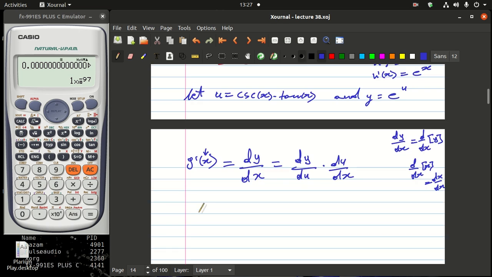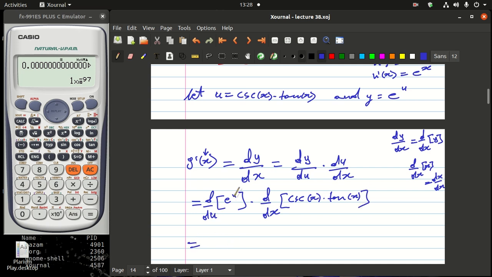So this whole thing is going to be du, but in the value of y, I know what my y was, e to the power u, and then times du/dx, but in the value of u, my u was actually cosecant x times tan of x. If you look carefully into this, I have a u here, I have a u there, then the derivative of e to the power u is still going to be e to the power u. I'm not going to change anything.